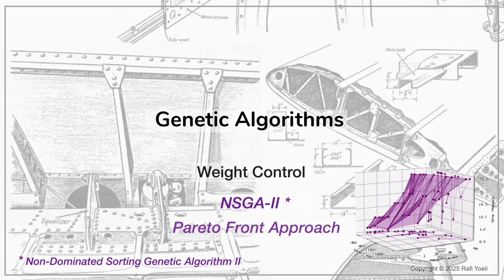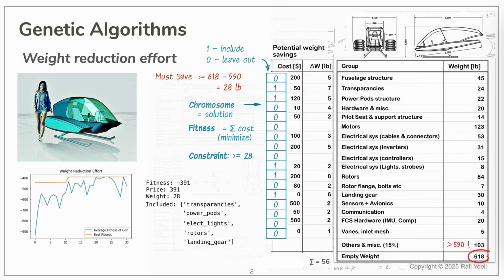Let us quickly recap where we left off. In our previous exercise, we established a clear goal: save at least 28 pounds of weight from our VTOL aircraft, which represented our constraint in the genetic algorithm. We were looking for a minimum cost solution, and that goal was guided by our fitness function. As you can read from the printout next to the graph on the left, we achieved excellent results. The 28-pound weight reduction target was reached, and at a minimum cost of $391. The algorithm recommended focusing on transparencies, power pods, electric lights, rotors, and the landing gear.